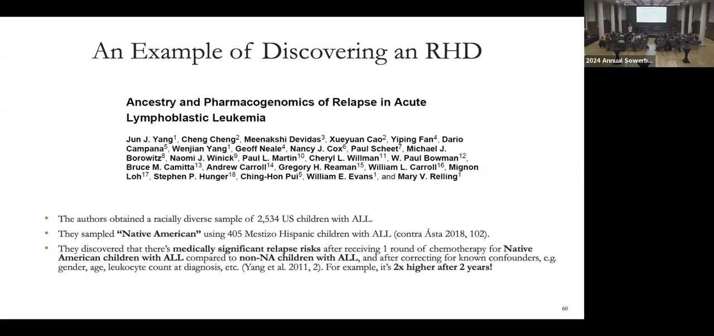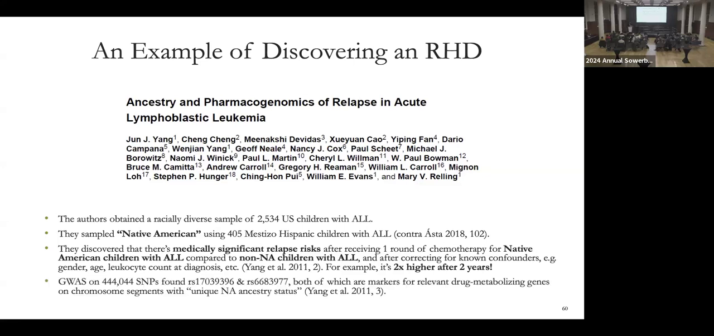What did they find? Well, with this kind of sampling, interestingly, they found that there were medically significant relapse risks after receiving one round of chemotherapy for Native American children with acute lymphoblastic leukemia compared to non-Native American children with acute lymphoblastic leukemia, and after correcting for known confounders such as gender, age, leukocyte count at diagnosis, and so forth. An example of one of these racial disparities is there's a twofold higher risk of relapse after 2 years. Okay? So this is significant. It's very good that they sampled in this way to find this racial disparity in health.